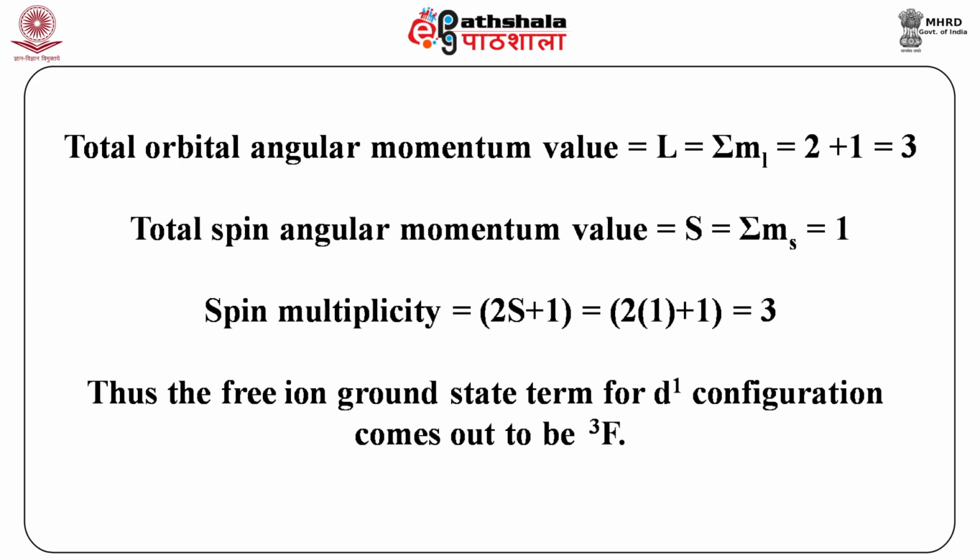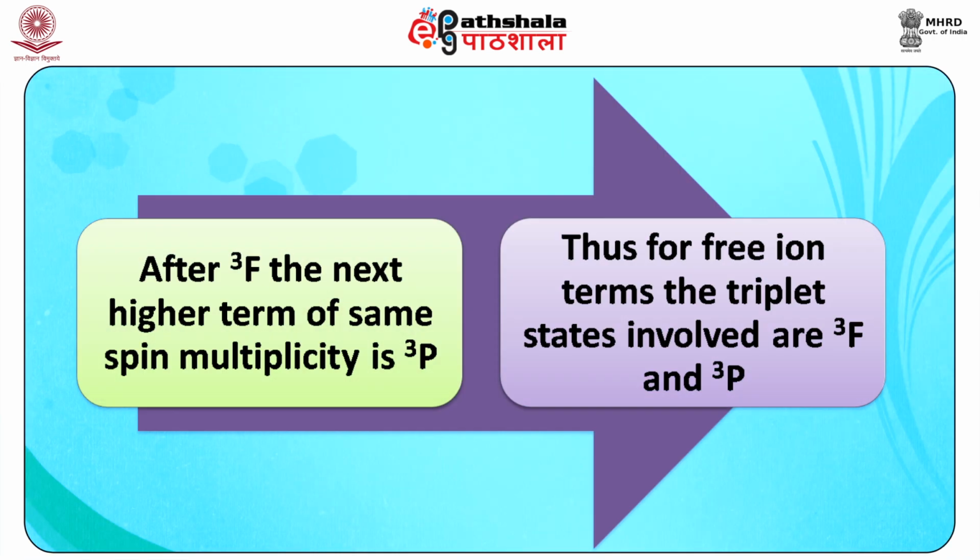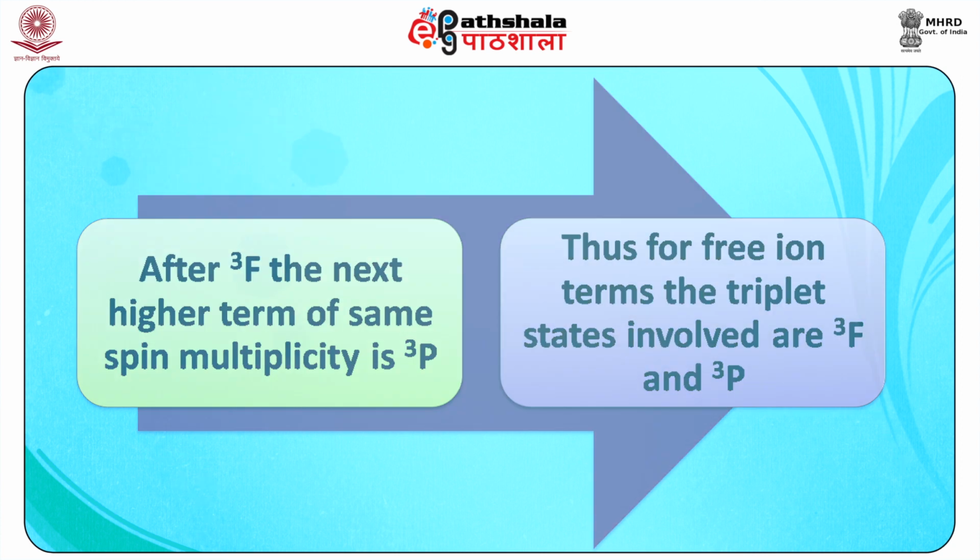Total orbital angular momentum value capital L will be equal to 2 plus 1, giving the value 3. The total spin angular momentum value will be equal to 1, giving rise to the spin multiplicity of 3. Therefore, the free ion ground state term for the d2 configuration comes out to be triplet F. After triplet F, the next higher term of same spin multiplicity is triplet P. Thus, for free ion terms, the triplet states involved are triplet F and triplet P.